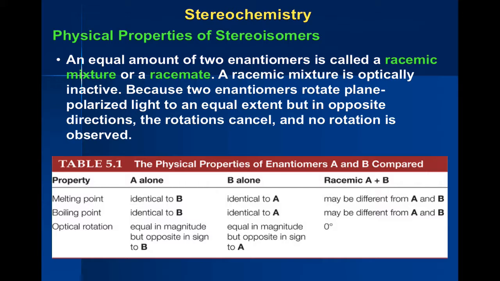Now, we just mentioned that the melting points are going to be identical. So if we have the R enantiomer of a molecule and the S enantiomer, and we try to find their melting points, we're going to find that they're identical. We're going to find that their boiling points are identical too.